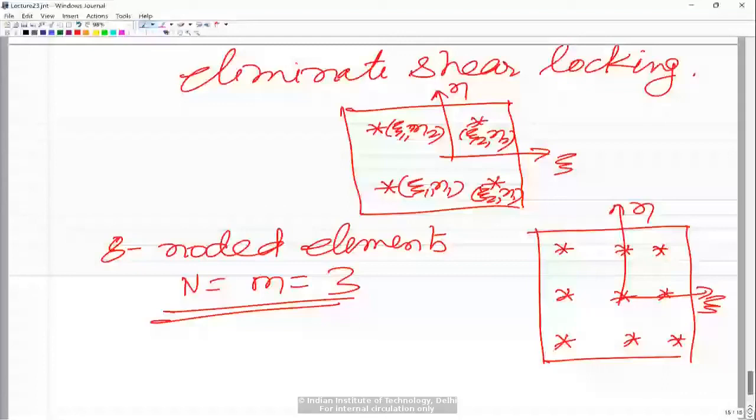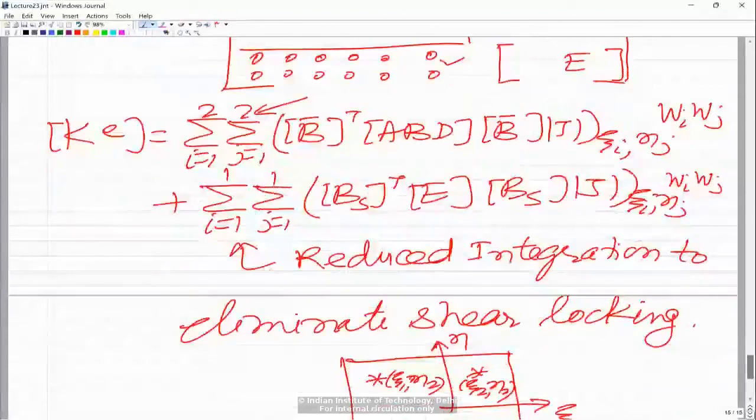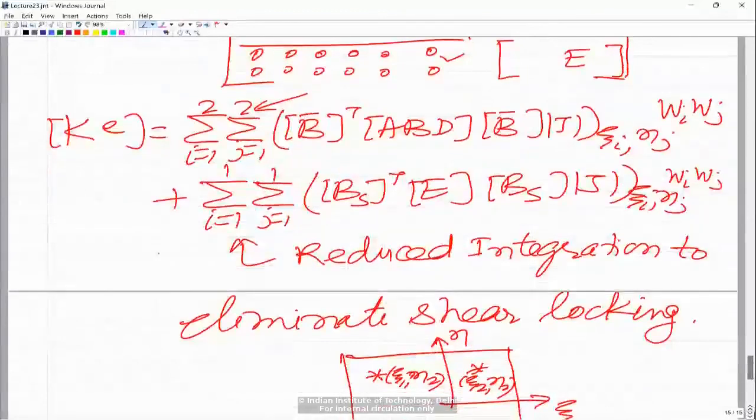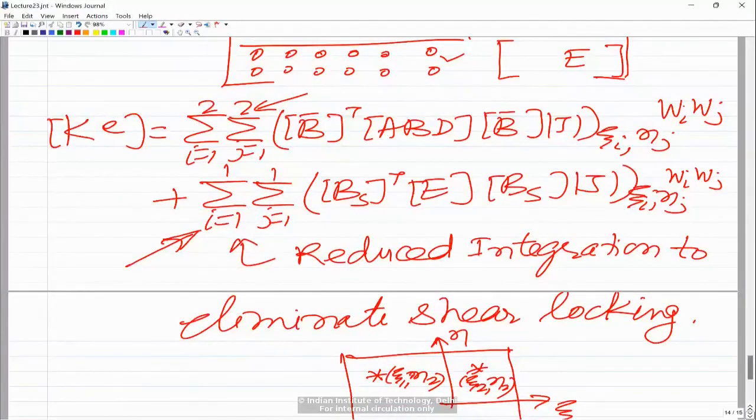But if we do the same with an 8 noded isoparametric element, then we will use n and m equal to 3. But what we are doing here in reduced integration, to eliminate the transverse shear locking, is under-integrating the transverse shear part, so that the stiffness is not overestimated. The stiffness is then correctly estimated, and we get the correct displacement for thin plate problems. Of course, when you are using this element for thick problems, then you use full integration for the entire stiffness matrix.